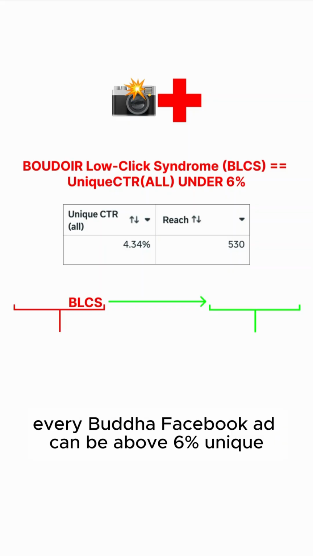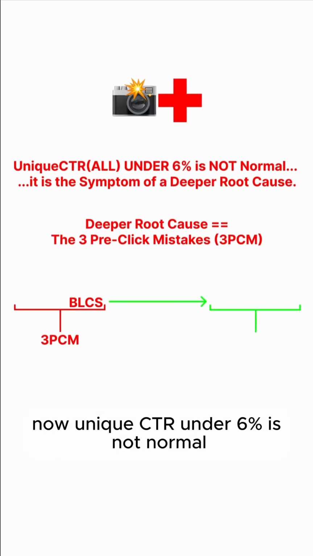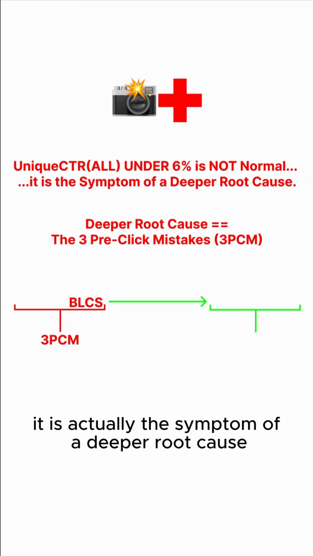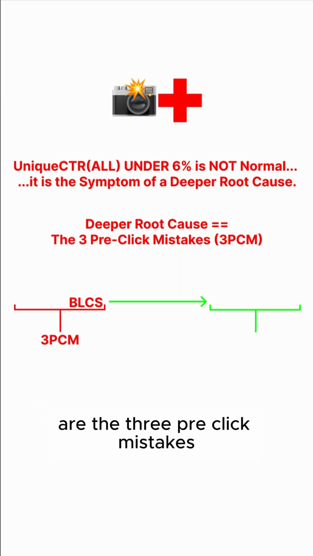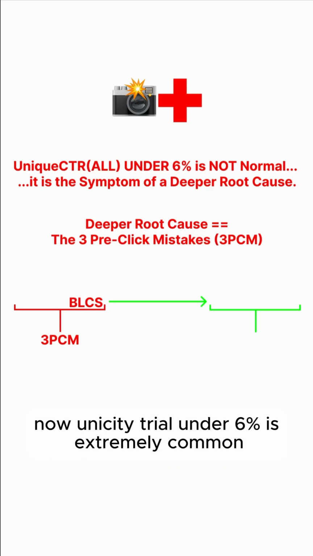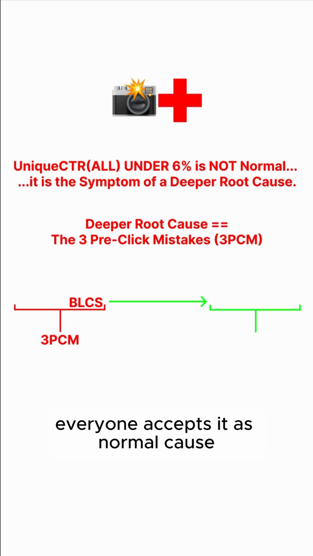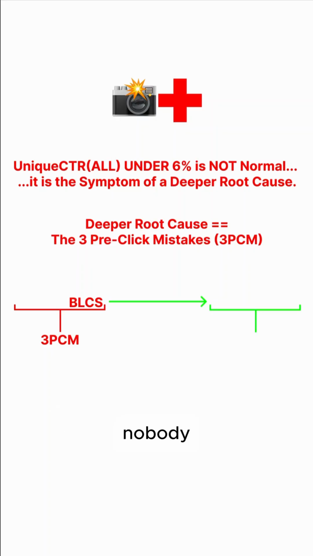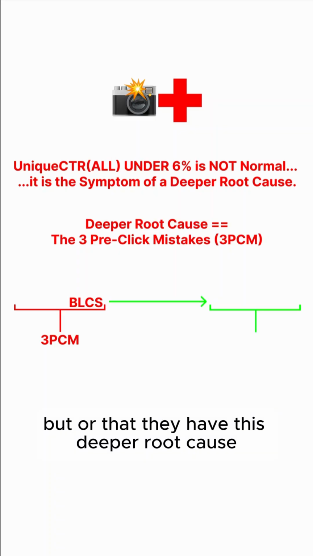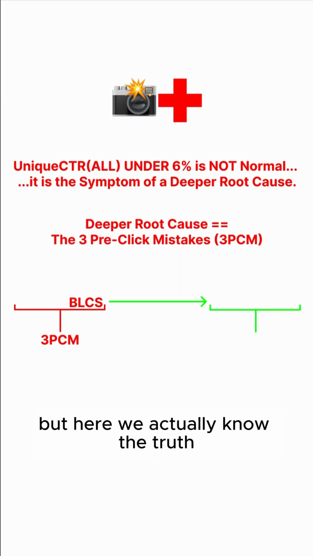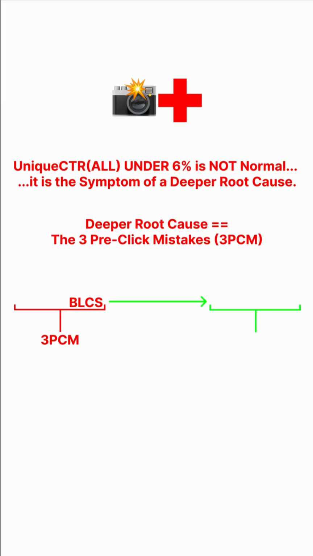Every boudoir Facebook ad can be above 6% unique CTR all day. Now, unique CTR all under 6% is not normal. It is actually the symptom of a deeper root cause. And that deeper root cause are the 3 pre-click mistakes. Now, unique CTR all under 6% is extremely common. Everyone accepts it as normal because nobody understands they're making the 3 pre-click mistakes, or that they have this deeper root cause. But here we actually know the truth.